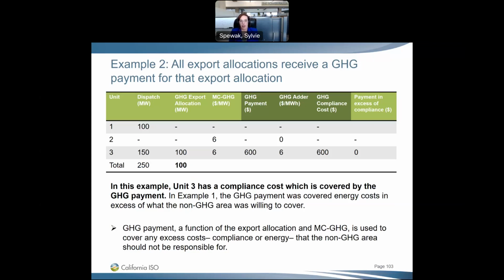All $600 of this GHG payment are used to cover this resource's GHG compliance costs, which means we don't have any payment in excess of compliance. But that makes sense because in the last example, all of the GHG payment was in excess of compliance, and we needed that to cover excess energy costs. In this case, we don't. We just need the GHG area to take responsibility for all of its compliance costs.